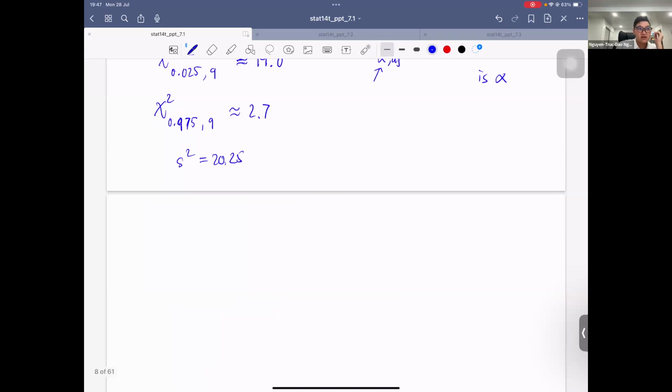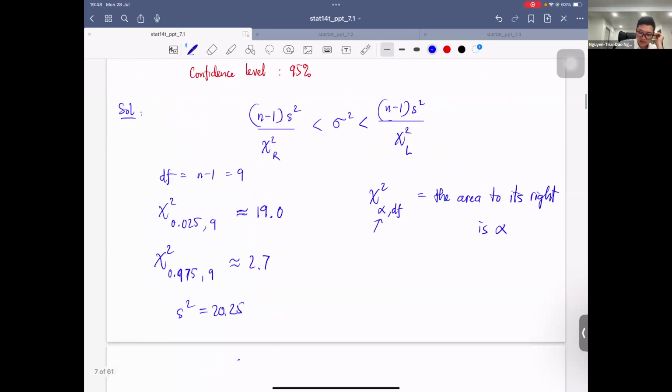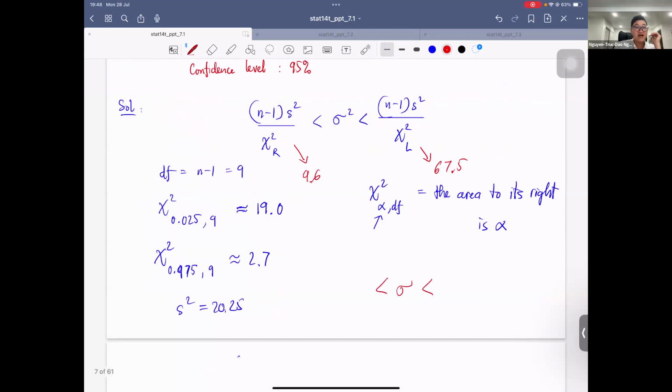So the lower bound is 9.6 here, and let me use another color. This one is 9.6 after plugging in all the numbers, and this one will be 67.5. But if you want to find the bounds for the standard deviation sigma, then we need to take the square root of both sides. So the square root of 9.6 is 3.1, and the square root of 67.5 will be 8.2. So we are done.